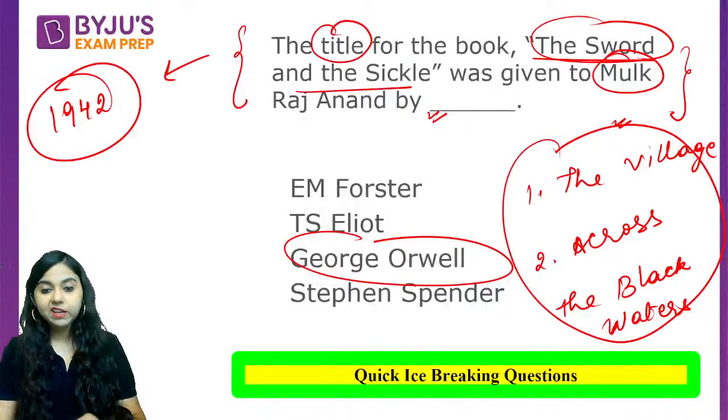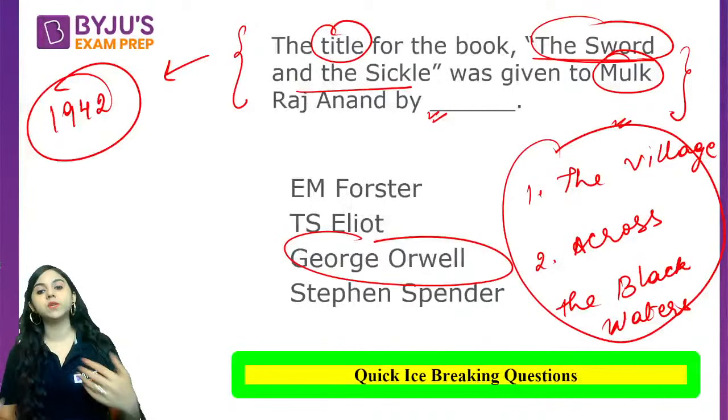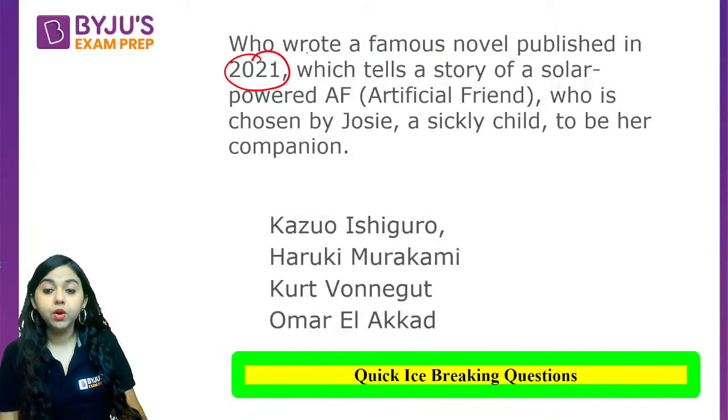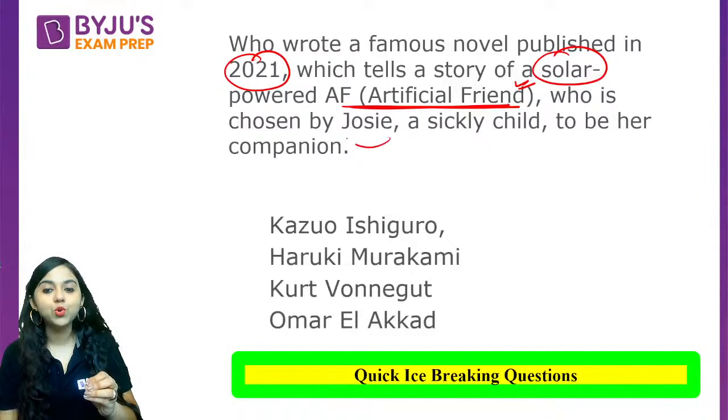Right. Moving on to another question about a novel which was very recently published. A lot of times you see these questions on recent writings as well. Who wrote a famous novel which was published in 2021, which tells the story of a solar-powered artificial friend? Artificial friend. I wish we can all have that, right? Because human friends are just going to be untrustworthy. Who is chosen by Josie, a sickly child, to be her companion?